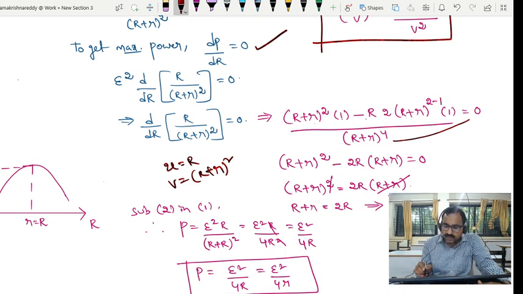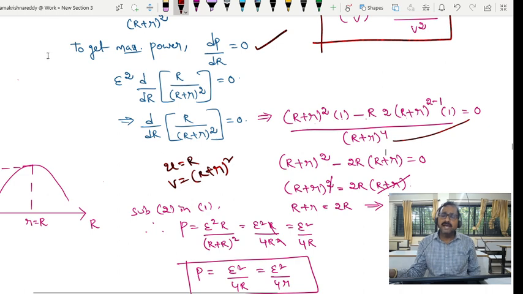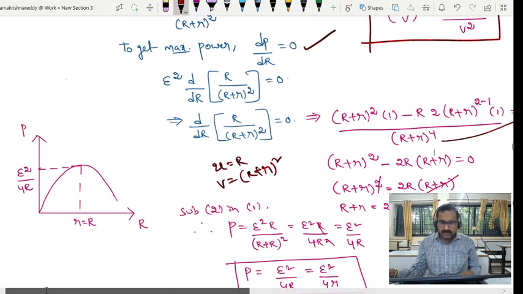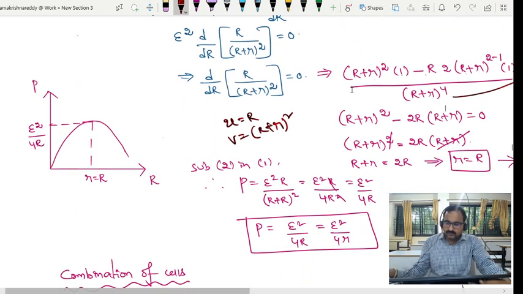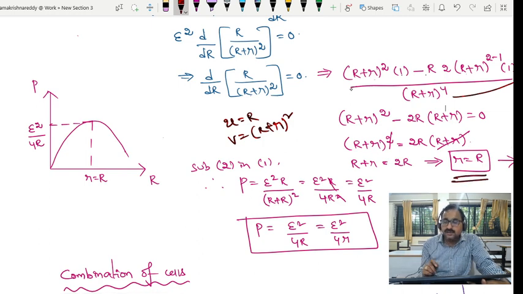Into 2R into R plus R equal to 0. You send that side, it will be cancelled. R plus R equal to R, therefore small r equal to capital R. Nothing but when the external resistor is equal to the internal resistance, then you are getting the maximum value of the power. So to get the maximum value of power, we calculated in this way. So when the external resistor is equal to the internal resistor, we are getting maximum power.